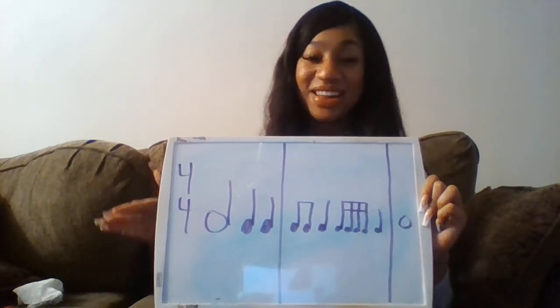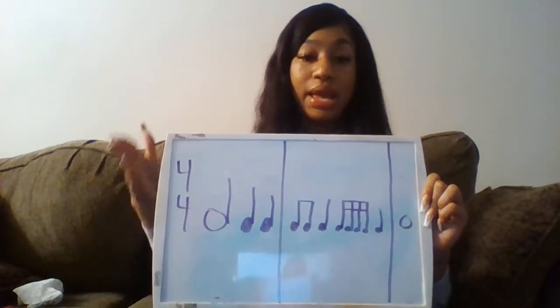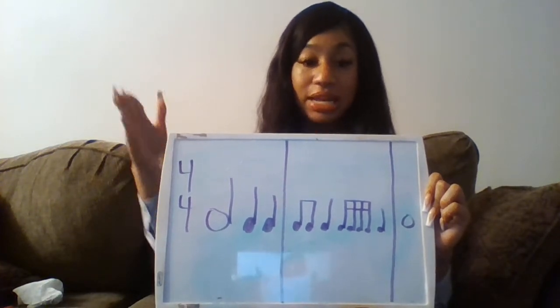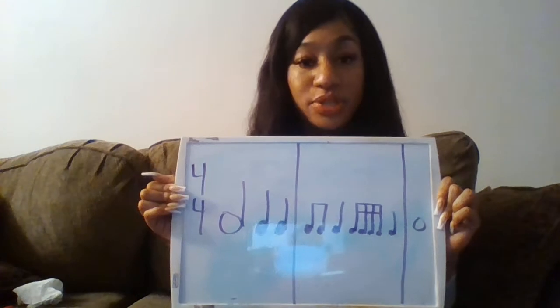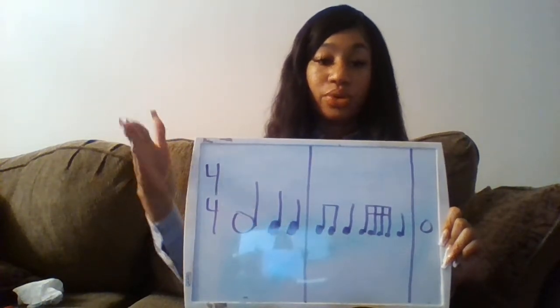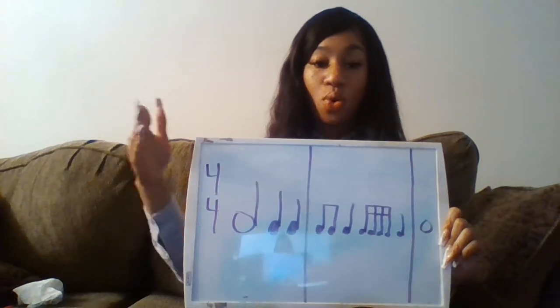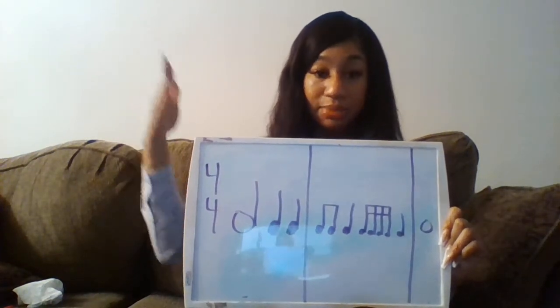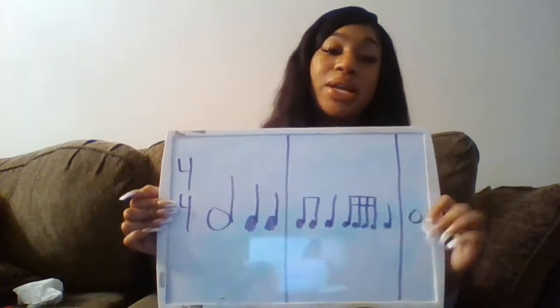Okay, let's try it. 1, 2, 3, and go. Ta di ta, taka dimi ta. Okay, I'm gonna do it a little slower this time. Okay, 1, 2, 3, and go. Ta di ta, taka dimi ta. Okay, and that's how I do that measure.